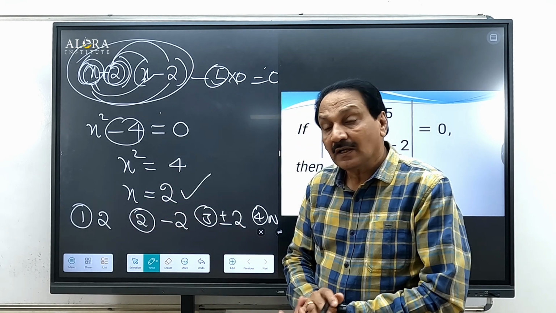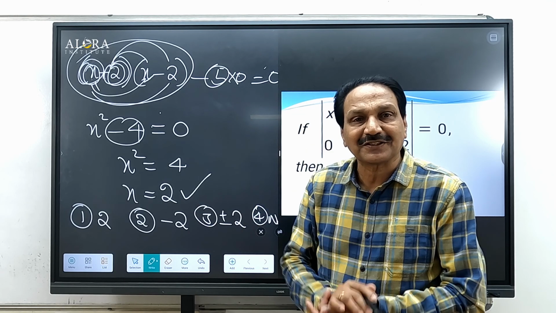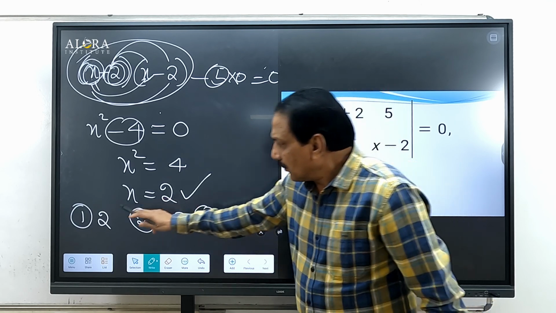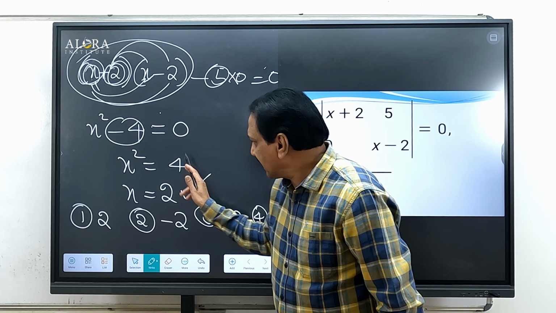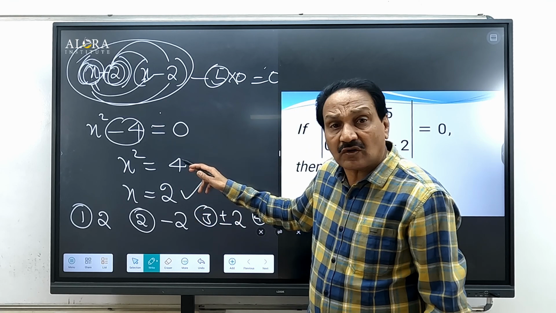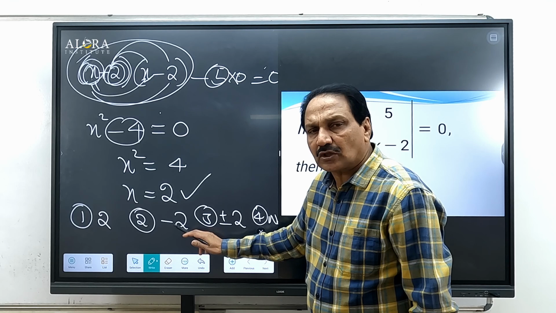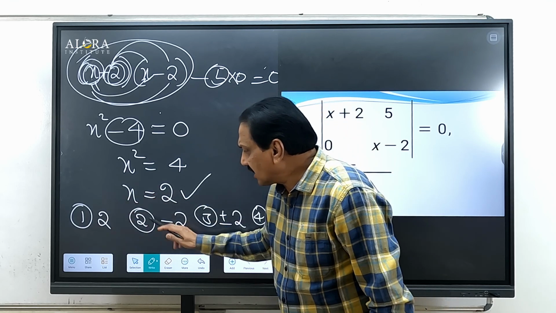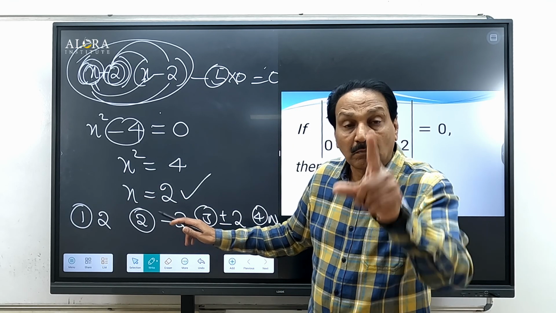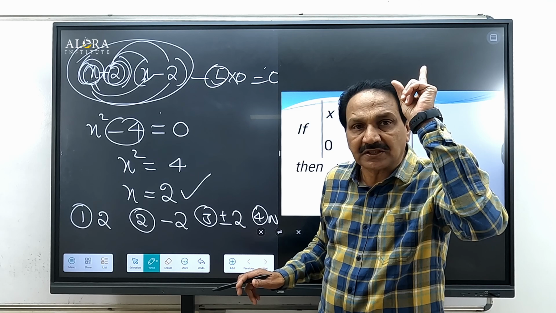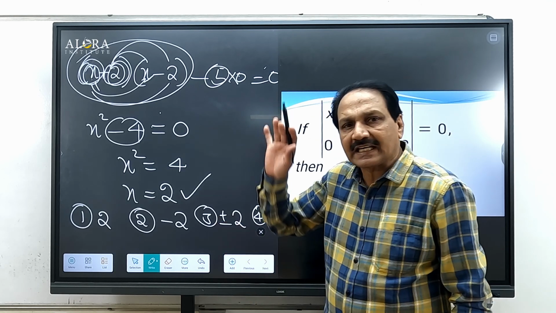How about the second one? Minus 2. That is also correct answer. Because when you square this for verification, 2 square is 4. Minus 2 square, that is also 4. That means what? Plus 2 is also the correct answer. Minus 2 is also the correct answer. If you select either of the two, that may be correct. But in this situation, that is not appropriate. Because the third is the correct answer here.